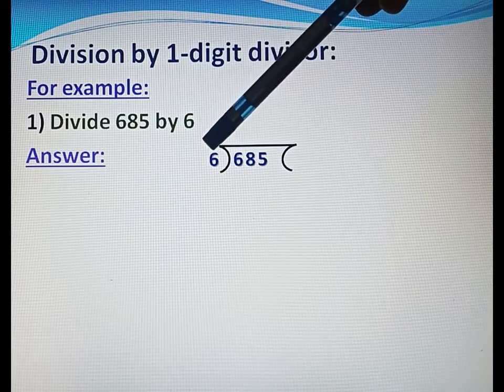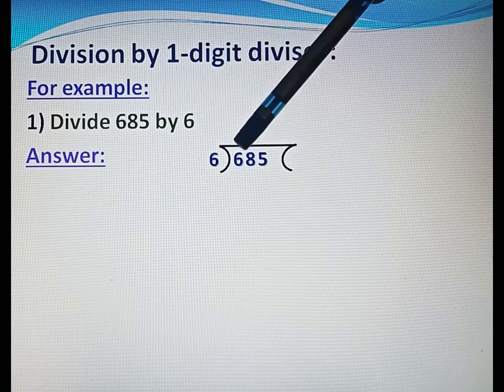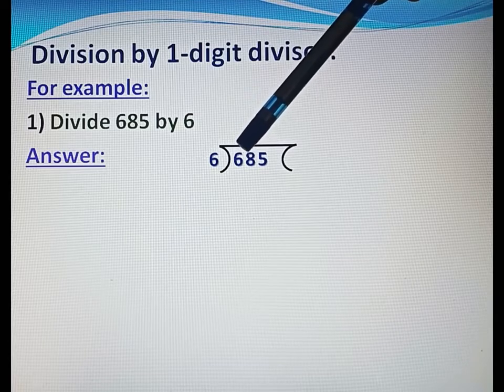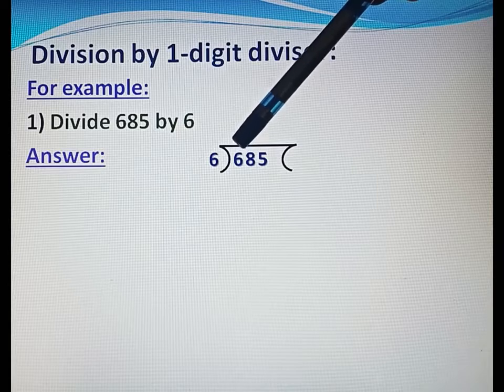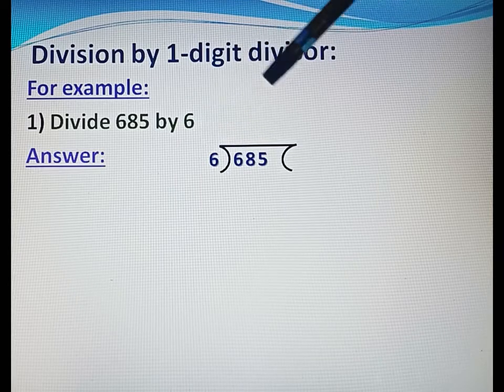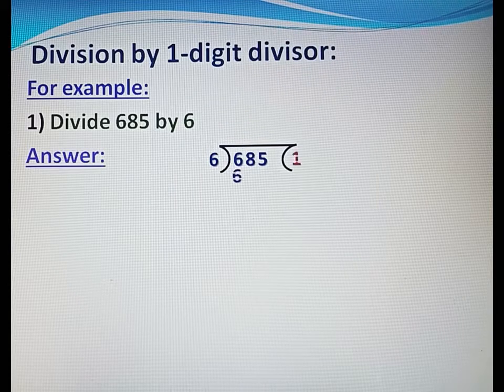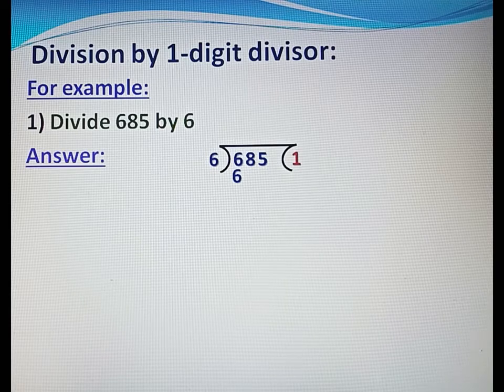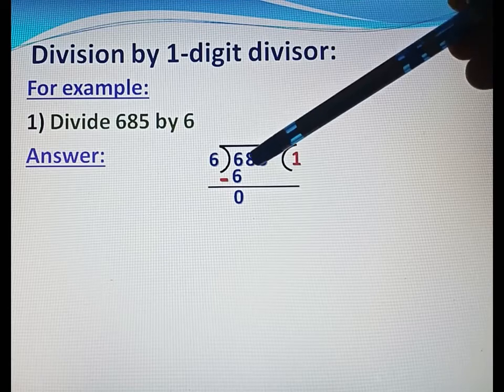We will multiply this divisor 6 so that it is equal to 6 or less than 6. It should not be greater than 6. Multiply this 6 by 1. 6 1 ja 6. And then we will do subtraction. 6 minus 6, 0. And then we will take next number, that is 8 here.